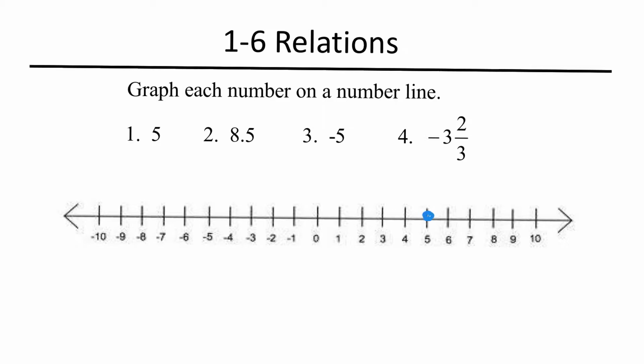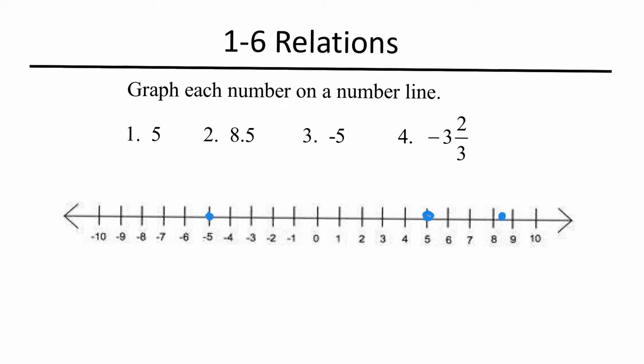The second number I want to show is a decimal, 8.5. From the 0, I go to the positive 8 and then to the 0.5, which is right in between the 8 and the 9. Now the next one is a negative number. From that 0, I go to the left side to the negative 5. I just count the steps, or you can look for that number, negative 5, and it's going to be right here.